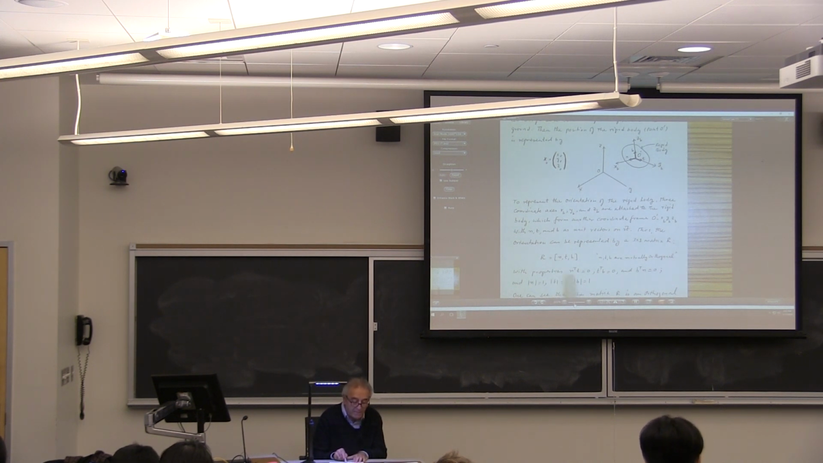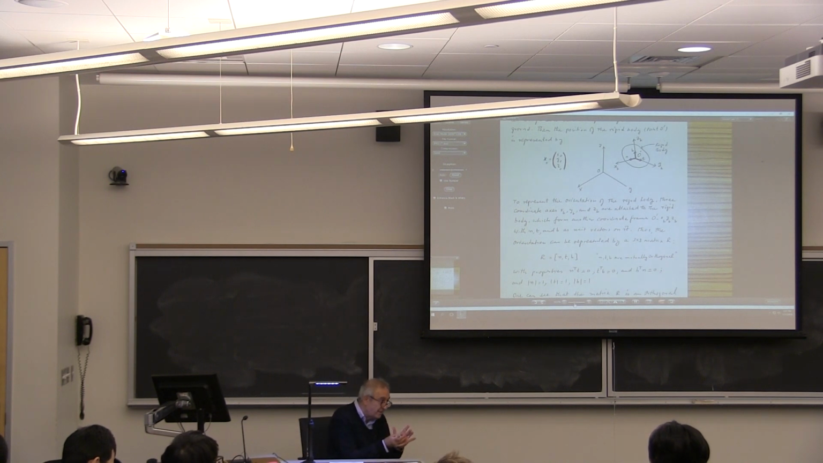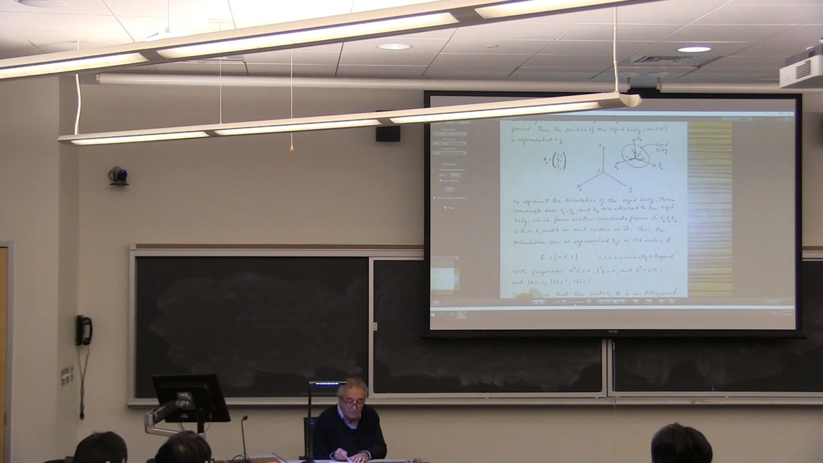Mathematically, it means that N transpose times T is equal to 0, T transpose times B is equal to 0, B transpose times N is equal to 0. That is called the orthogonality of the vectors. Is that clear? Okay. Now, since they are unit vectors, the magnitude of each of them would also be 1.